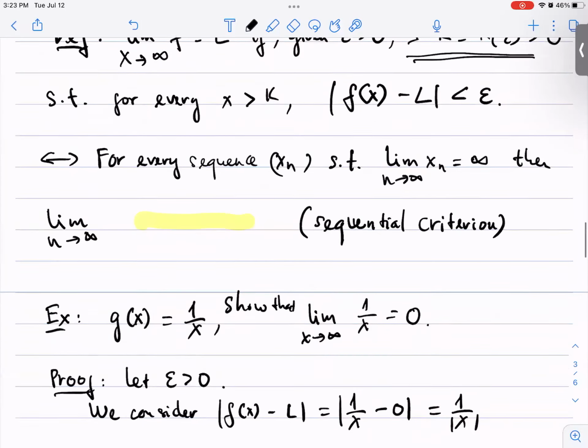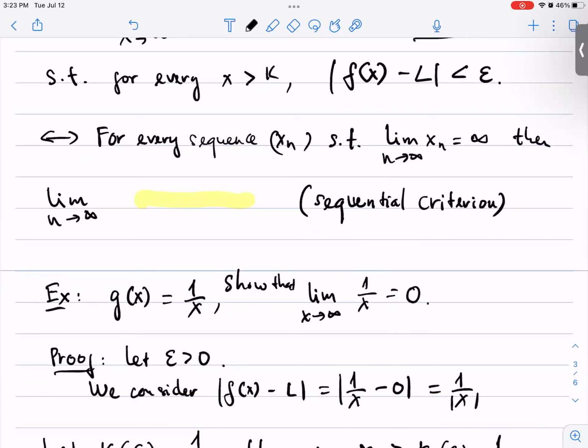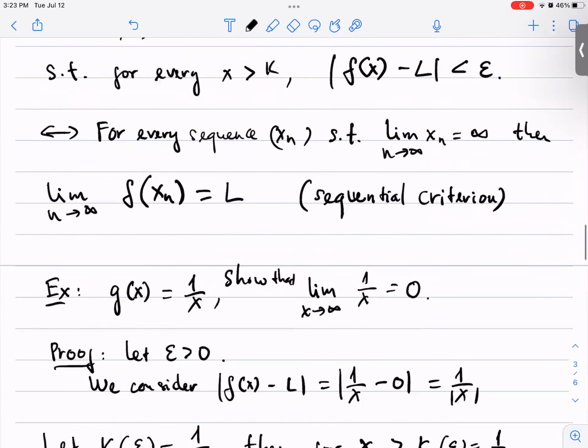An equivalent statement is that for every sequence x_n such that the limit of x_n equals plus infinity, then the limit of f of x_n equals L. So this is the sequential criterion.